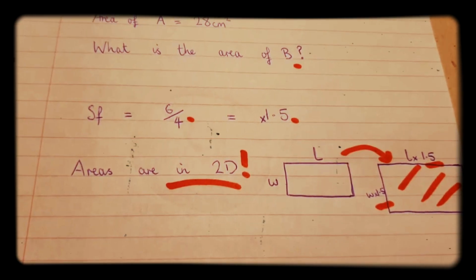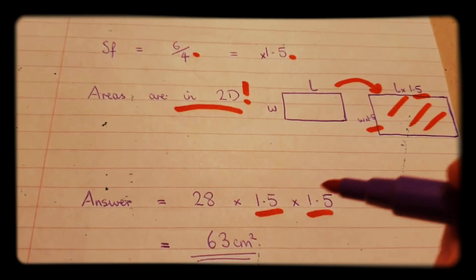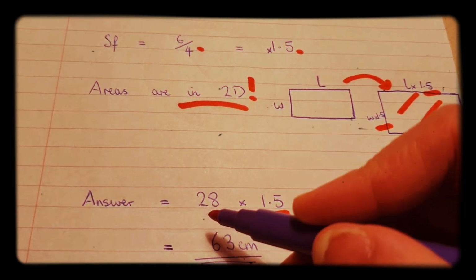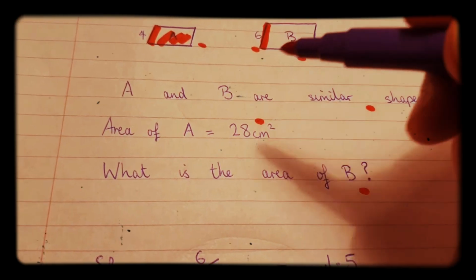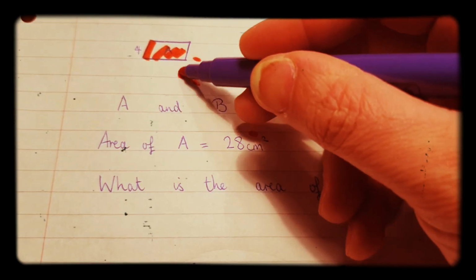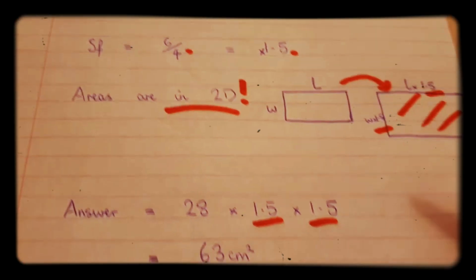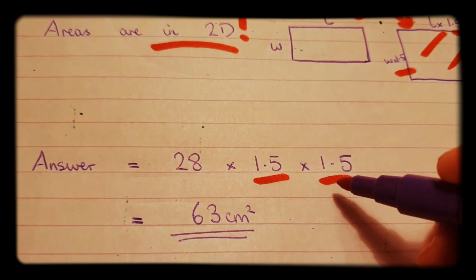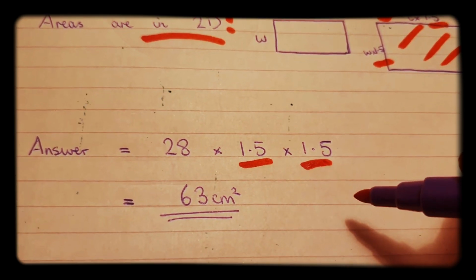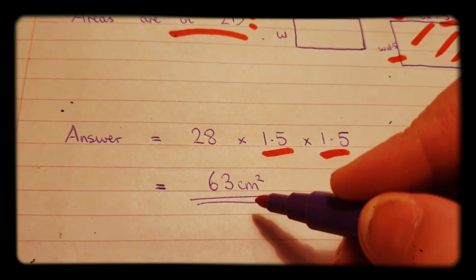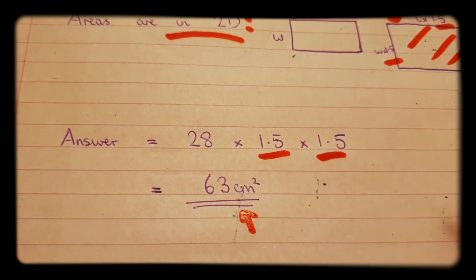So the answer to the question above is 28, which was the area of the smaller parallelogram, times by 1.5, times by 1.5 again, and then you get 63 centimeters squared.